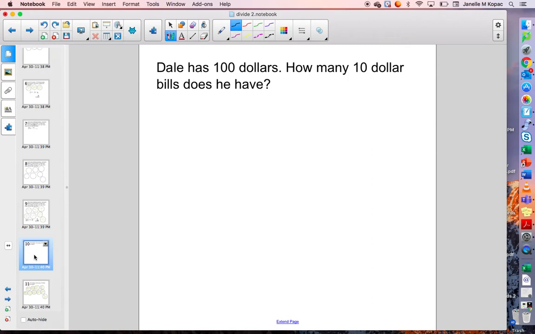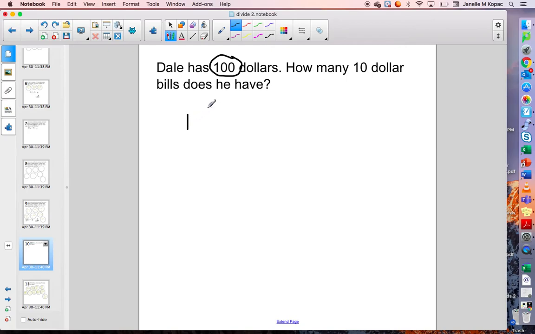Dale has $100. How many $10 bills does he have? You know what? I don't see the word each in here. I do not see the word split or divide. But if I think about this problem, it's still a division problem. This is a division problem because it tells me how much money he has, $100. And he made that $100 by using $10 bills. So I'm going to take $100 and break them into groups of 10.